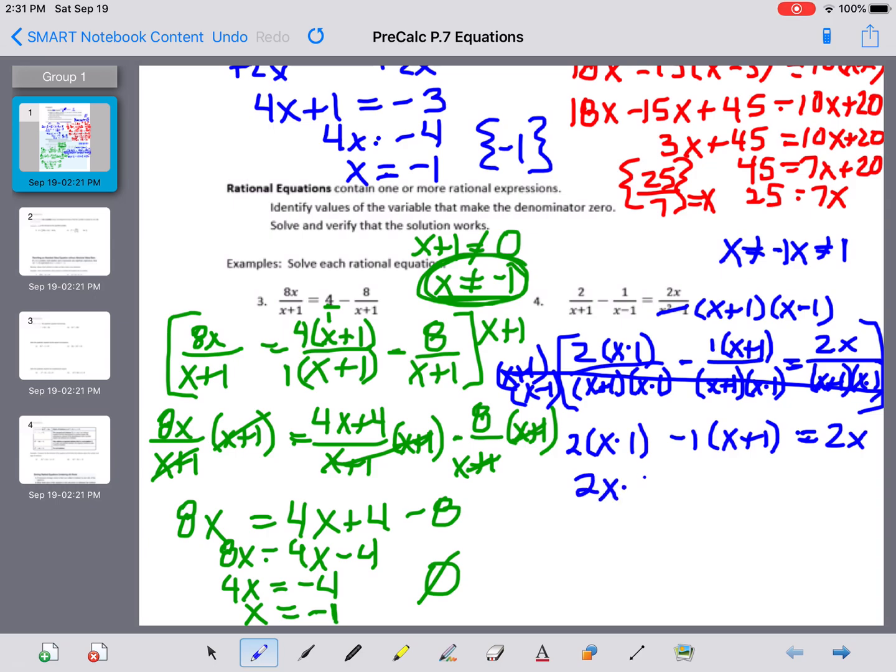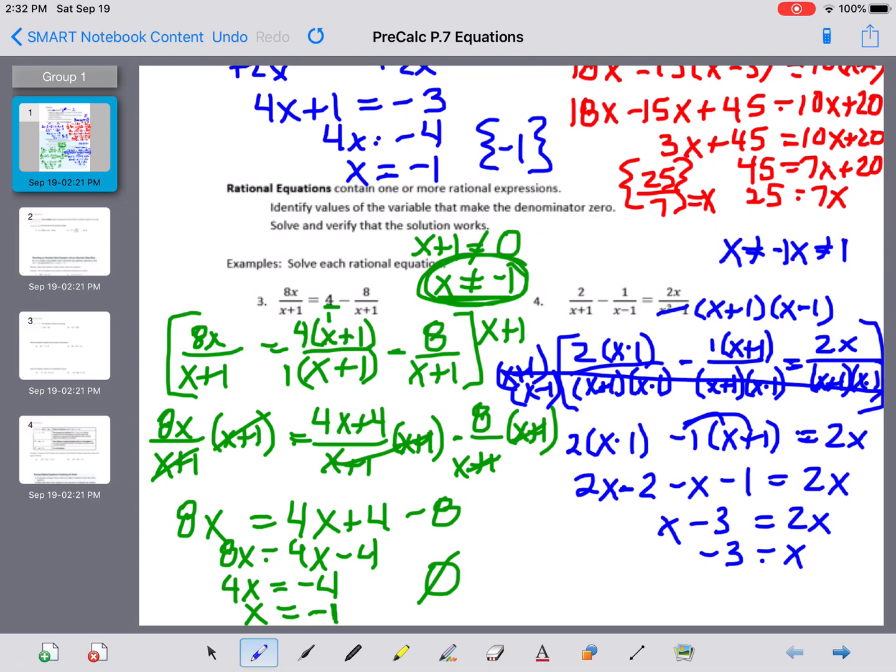Distributing, 2x minus 2, distribute the negative through this, negative x minus 1 equals 2x. Cleaning up the left side, I get x minus 3. Subtract an x, and it looks like I'm there.